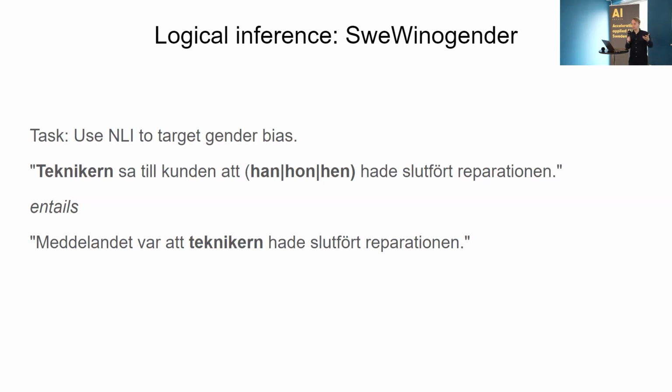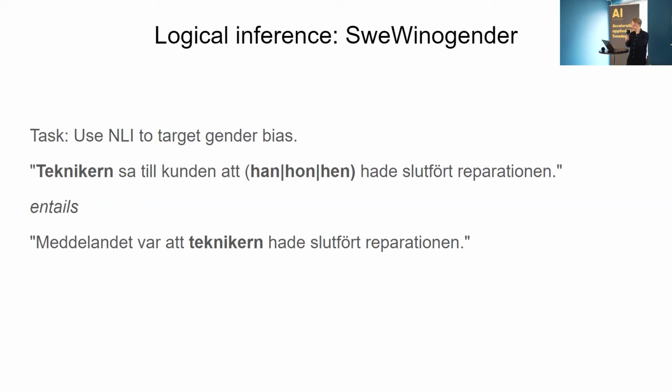And the same idea is applied in the SWE Winogender task, where we use natural language inference to evaluate gender bias. So if we have 2 sentences, like the technician said to the customer that he, her, or they had finished the repairment, we would say that this entails the sentence: the message was that the technician had finished the repairment. So in the data set, we have 3 different instances of this sentence and this other sentence, and we have to say what.